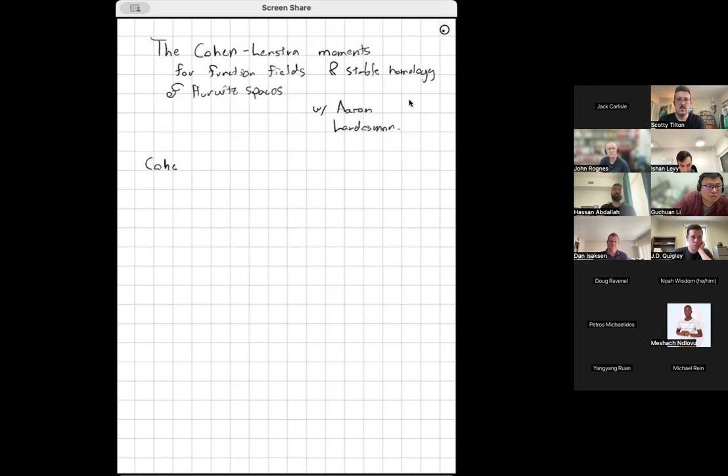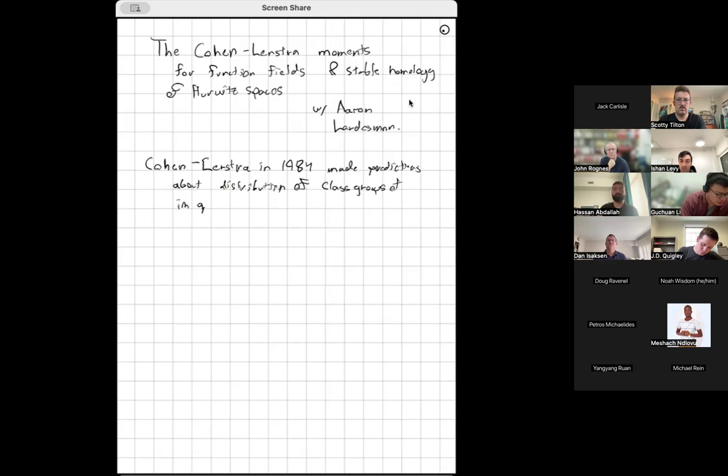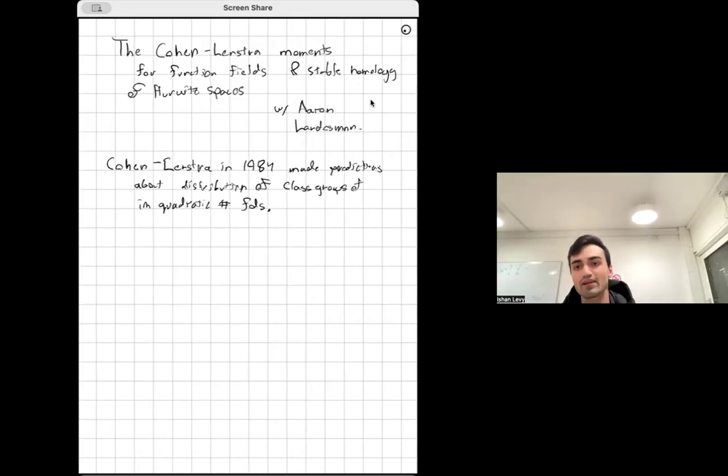So Cohen and Lenstra, in around 1984, they made predictions about the distribution of class groups of imaginary quadratic extensions, imaginary quadratic number fields. And roughly what the predictions say is that the odd part of a class group should behave like a random abelian group, a random finite abelian group. And so here's sort of a precise version of that statement.